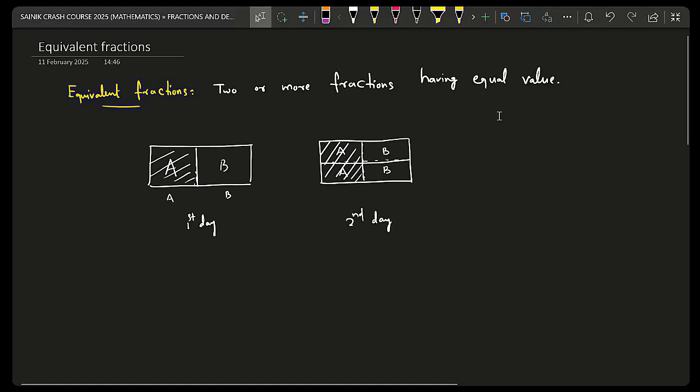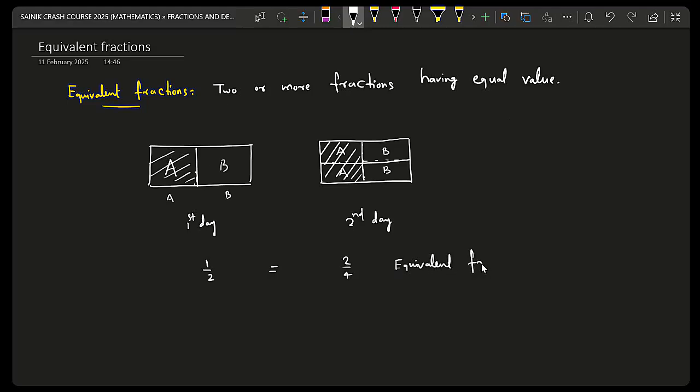What is the fraction of the chocolate eaten by A on the first day? 1/2. What is the fraction eaten by child A on the second day? 2/4. Do you think they are equal? Yes, sir. That's why they are called equivalent fractions. Even though they look like different fractions, their values are equal, because on both days child A has eaten the same amount of chocolate. Pranay, you can mute yourself now.